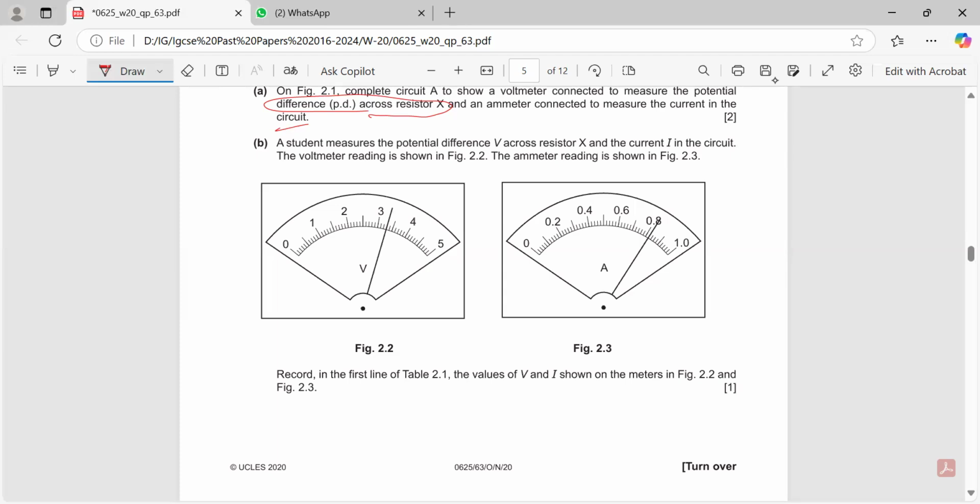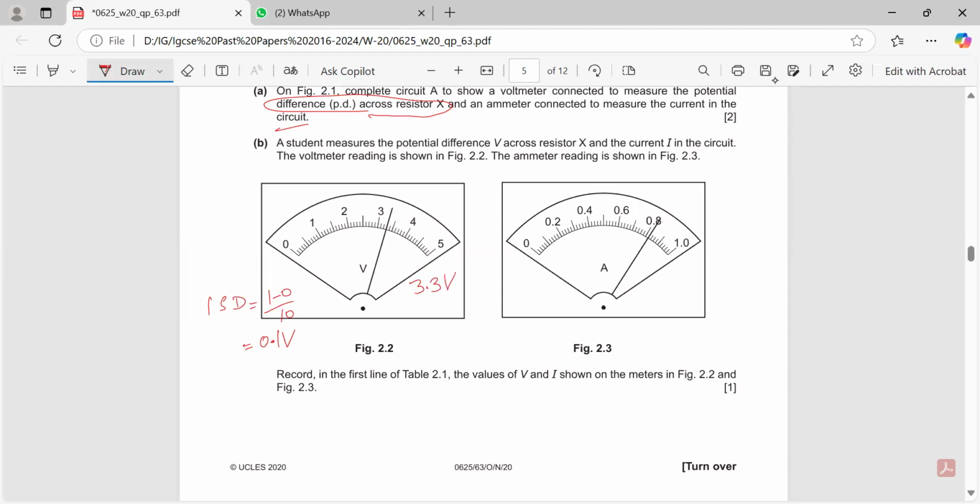See, for one small division, that is 1 minus 0 divided by 10, so from 0 to 1. It means each line is representing 0.1 volt. So 3, 3.1, 3.2, 3.3. So the voltmeter reading is 3.3 volts.